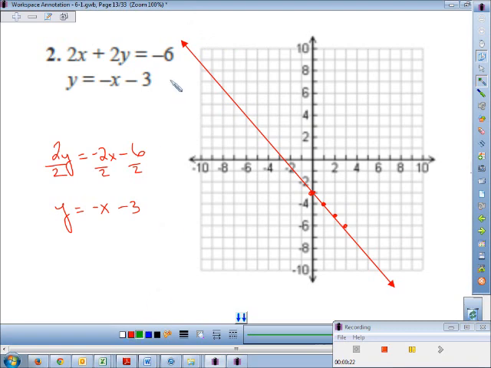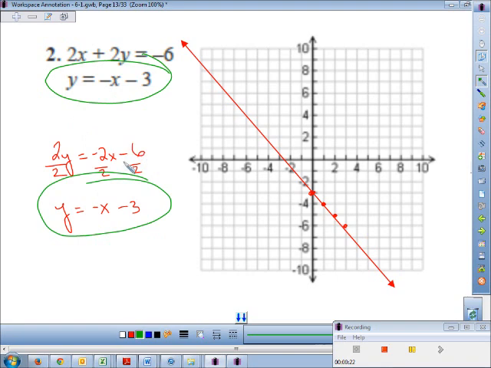Then to graph this second line, whoa, it's the same thing, right? These two guys right here are the exact same line. So I'm done already. Since it's the same line on top of itself, that means there are infinite solutions to this. Infinite solutions. But we're going to do something really cool.